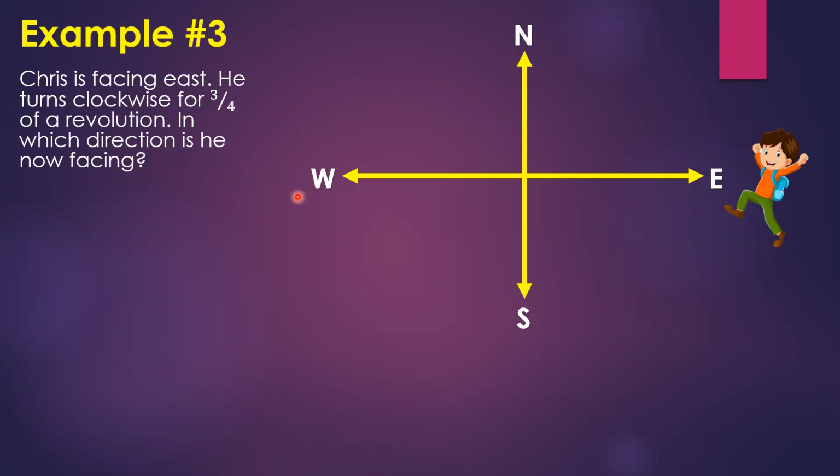Very good. So we have Chris, he's facing east now, and he moves 3/4 of a revolution clockwise. In which direction is he now facing? I need everyone to answer inside the chat, please. Make sure I write this example down. This is the third example. So when you send me the notes, I need to see the first slide, the second slide, as well as these 3 examples so far that we have done.